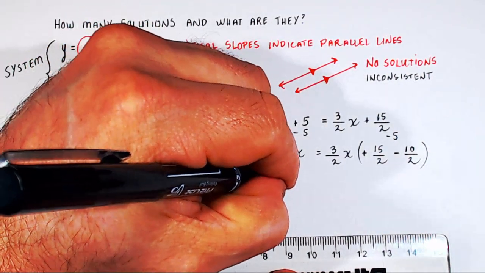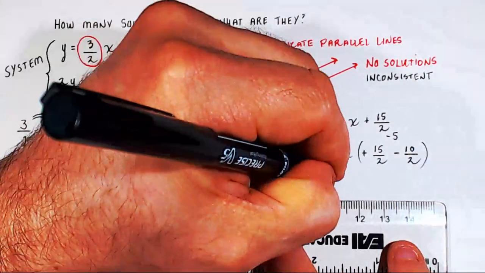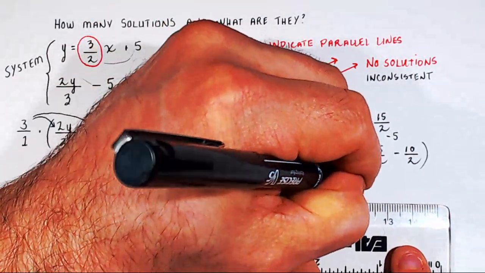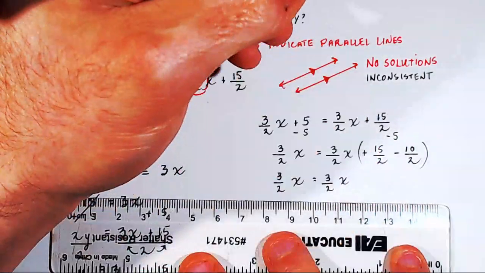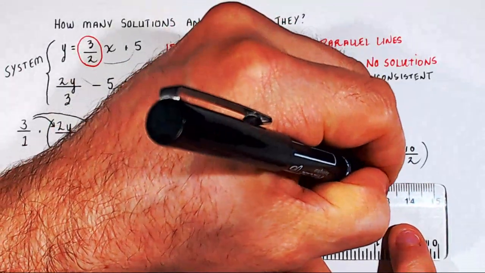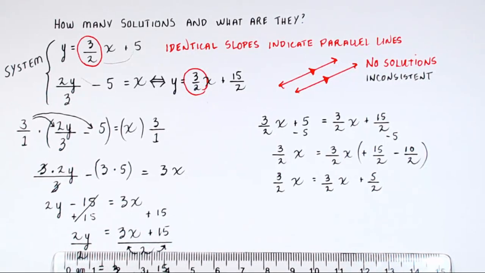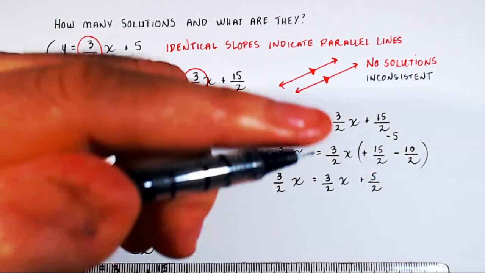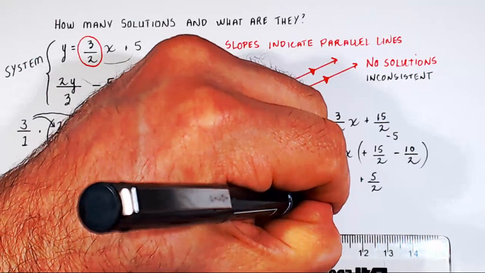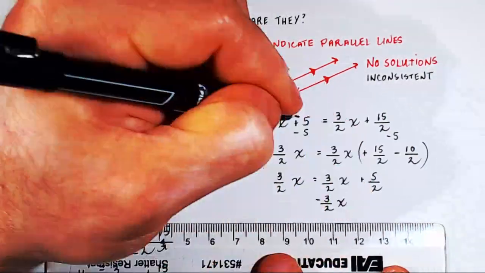So now I have 3 over 2 x equals 3 over 2 x plus 5 over 2. Okay, so now here comes the point where you're going to have a problem if you don't already see it. I now want to get x by itself, right? So I'm going to subtract 3 over 2x on both sides.